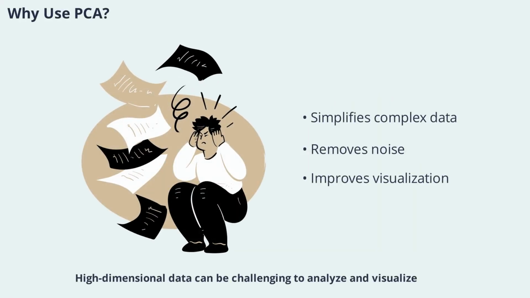High-dimensional data can be challenging to analyze and visualize. PCA helps by reducing the number of variables, making patterns easier to spot. It also helps remove noise and redundant information, improving the performance of other machine learning algorithms. PCA is especially useful when you have many correlated features, as it combines them into a smaller set of uncorrelated components.